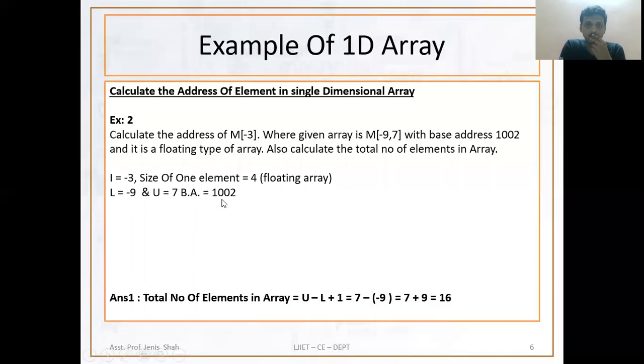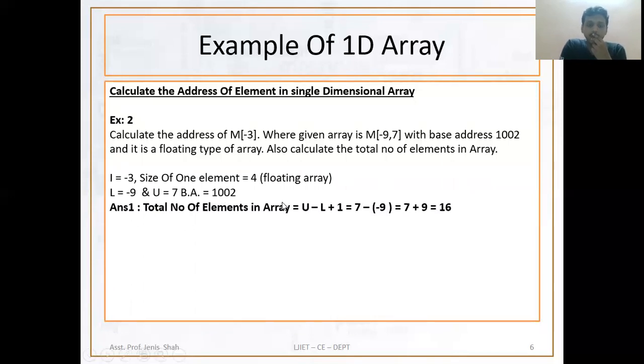Fine. Next, total number of elements. Total number of elements is equal to u minus l plus 1. That means 7 minus minus 9. Remember that 7 minus minus 9 is equal to 7 plus 9, which is 16. How many elements are there in the array? Total 16 elements are there in the array.